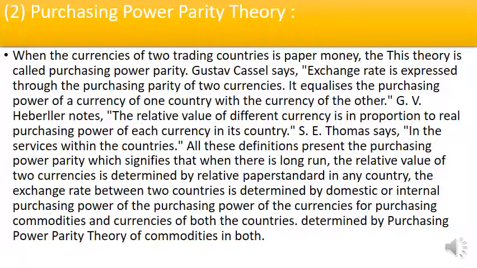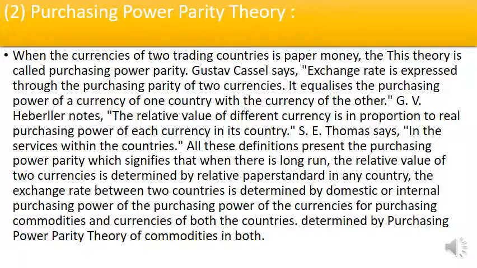When the currency of two trading countries is paper money, then this theory is called the purchasing power parity. It means that, like America and India, the export and import are due to paper money. It's called the purchasing power parity theory.